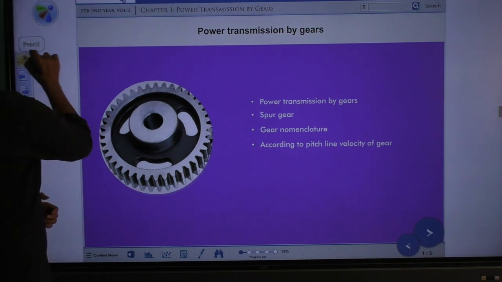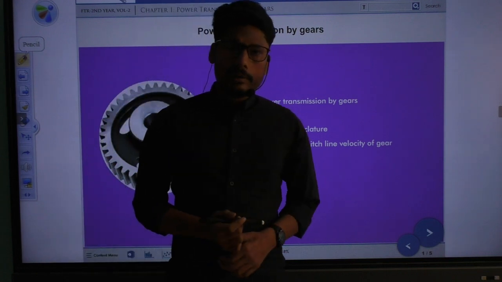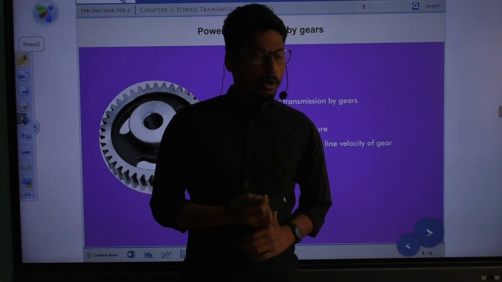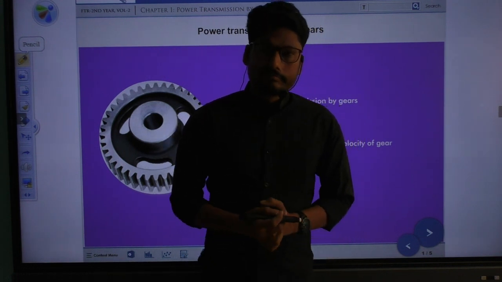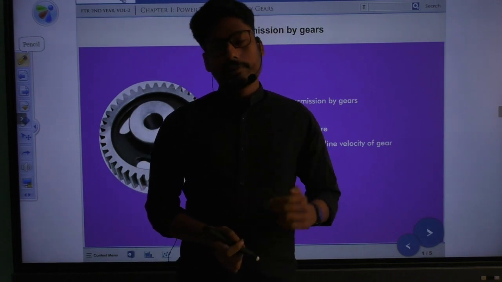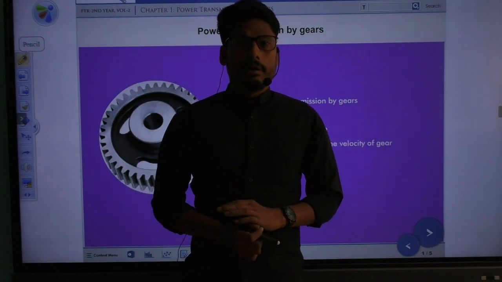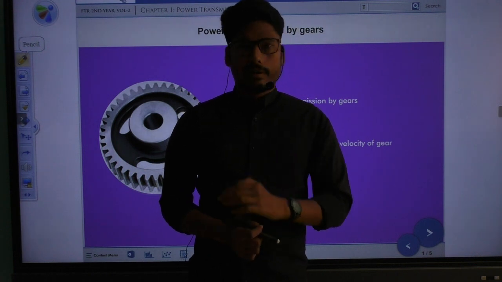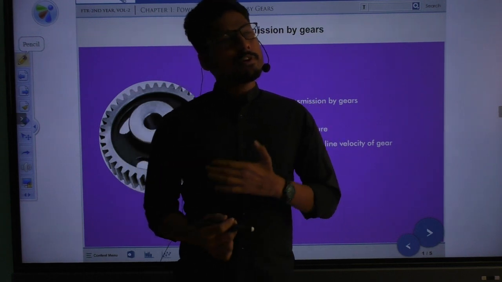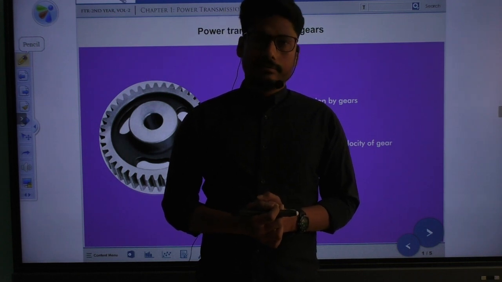Before going to this topic, I want to tell you what exactly the meaning of power is. We are all very well acquainted with the word power. Power means work done per unit time. That means the rate of doing work is called power. We need to transfer this power from one place to another to operate a machine.